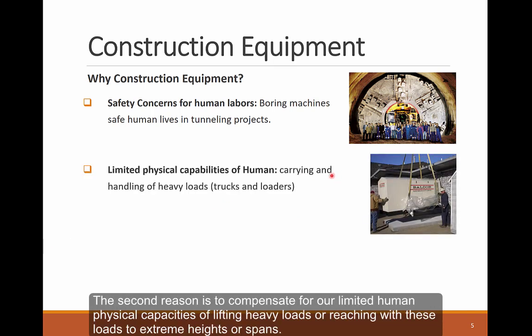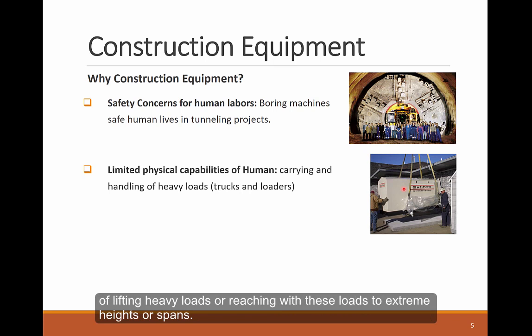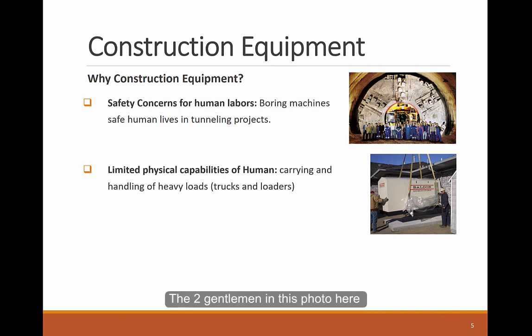The second reason is to compensate for our limited human physical capacities of lifting heavy loads or reaching with these loads to extreme heights and spans. The two gentlemen in the photo here are not carrying this generator. They are just directing the crane that is actually the one carrying the generator to put it in the right spot.